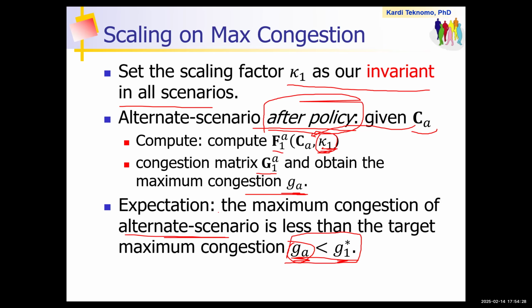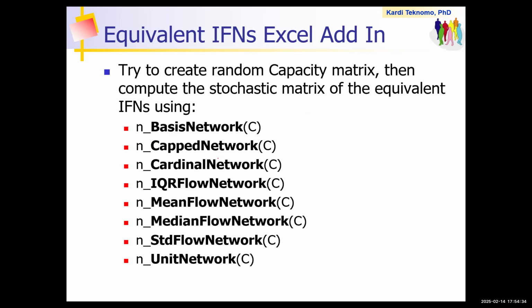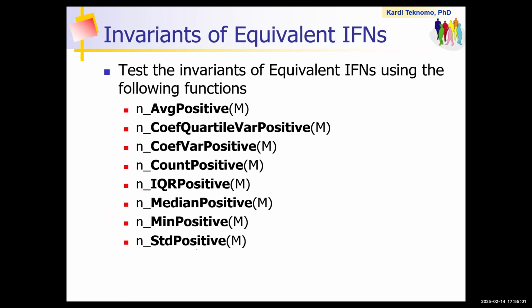Okay, this is clear. So let's practice. Can you create a random capacity matrix? You have the IFN Excel add-in, right? So you can create a random capacity matrix, and then you can compute the stochastic matrix of the same. So you can get the basis network, the cap network, the cardinal network, and so on. And then you can test the invariance of this equivalent IFN. Can you do that?